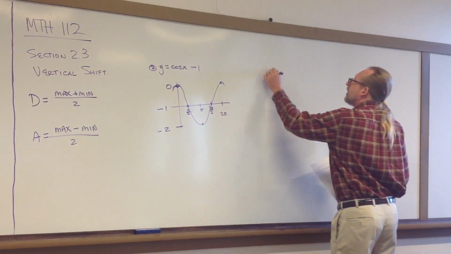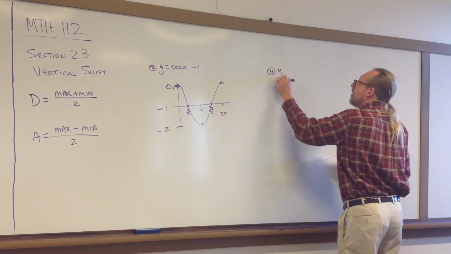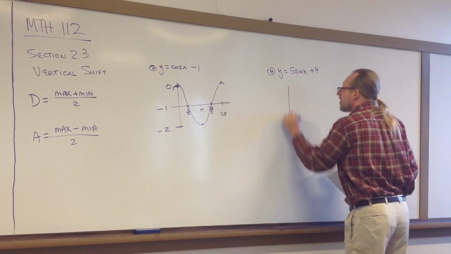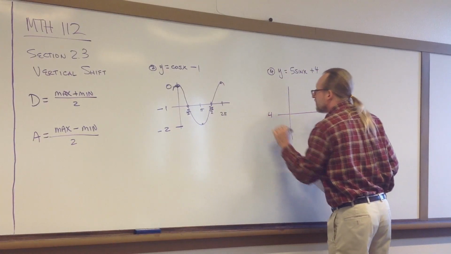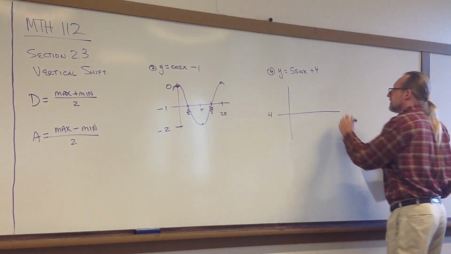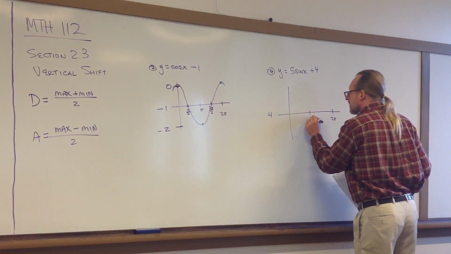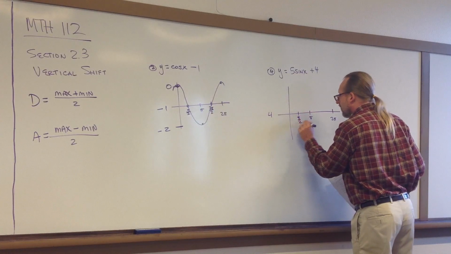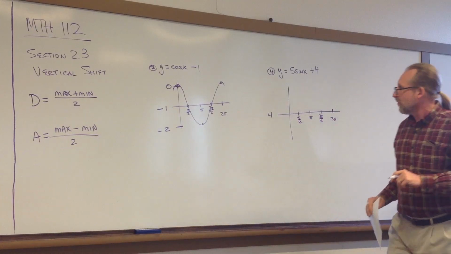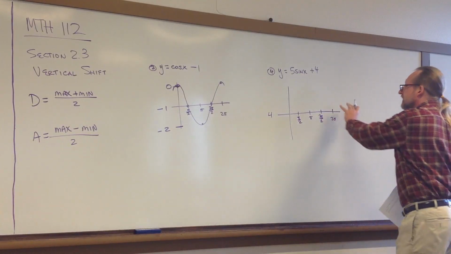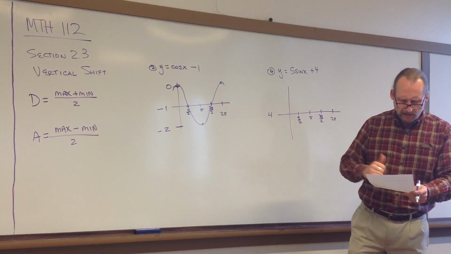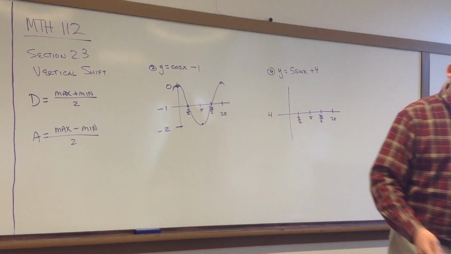All right, problem 4, we've got 5 sine x plus 4. Okay, so our midline value is going to be at 4. Our period is still 2 pi. Okay? Now there will come a time when I throw all of this into a single problem at once. Okay, but for right now, noticing I'm not messing with the period too much.